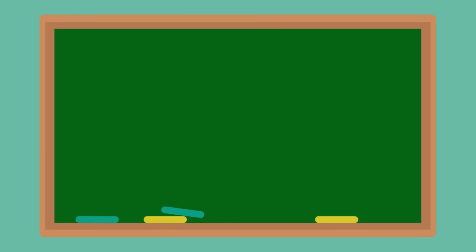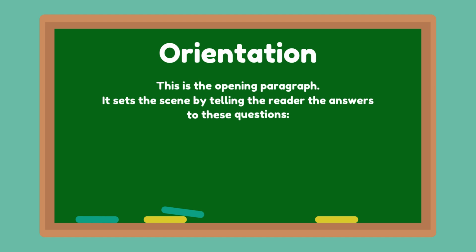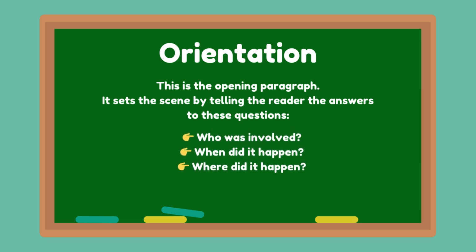The first one is orientation. This is the opening paragraph. It sets the scene by telling the reader the answer to these questions: Who was involved? What happened? Where did it happen?